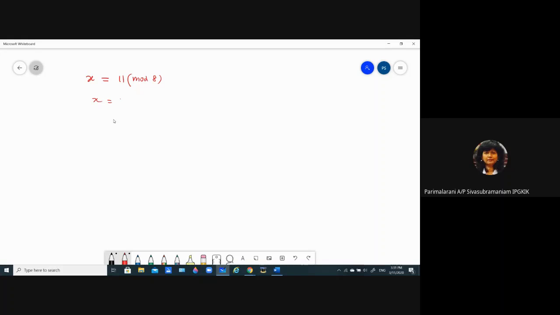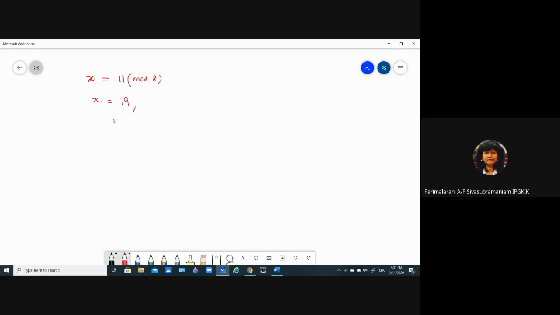So what can x be? Eight, yeah? 8 plus 3 is 11. So 8 times 2 is 16. 16 and 3 more. Remember 3, right? 3 more is what? 19. Can we have 19? 19 divided by 8, the remainder is 3. So 19 is correct, right?